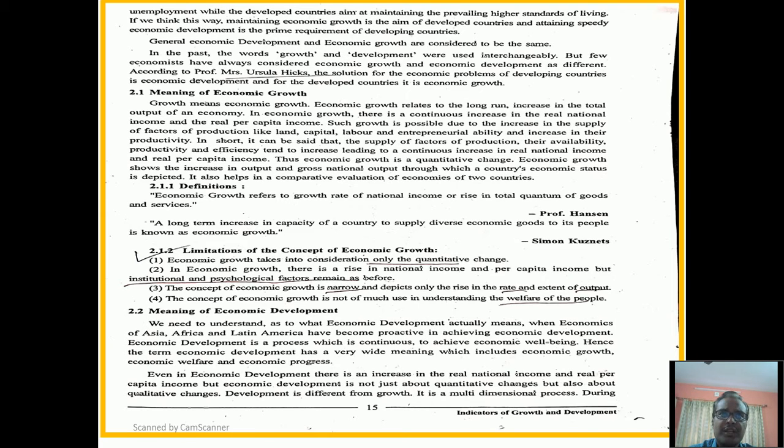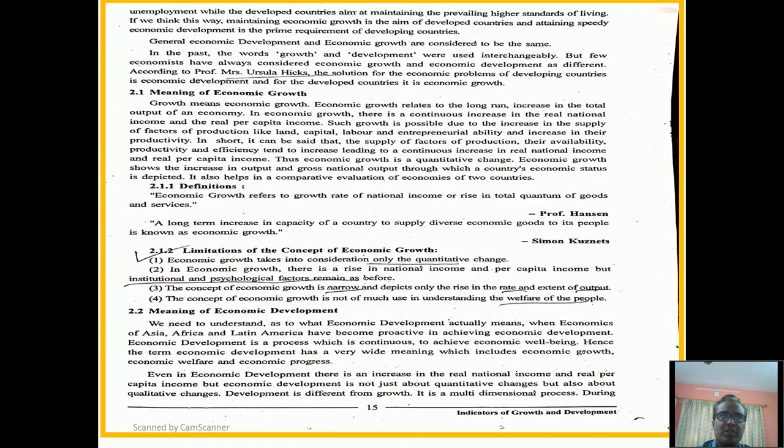Generally, economic development and economic growth are considered to be the same. In the past, the words growth and development were used interchangeably, but a few economists have always considered economic growth and economic development as different. According to Professor Mrs. Ursula Hicks, the solution for the economic problem for developing countries is economic development, and for developed countries it is economic growth. Very important. The economist Mrs. Ursula Hicks suggests that an economic problem in a developed country is called economic growth, and in a developing country it is called development.